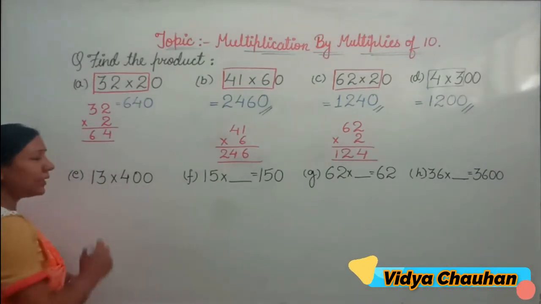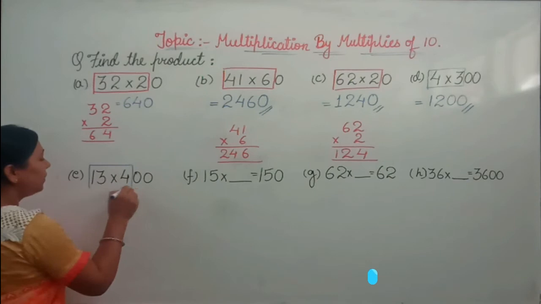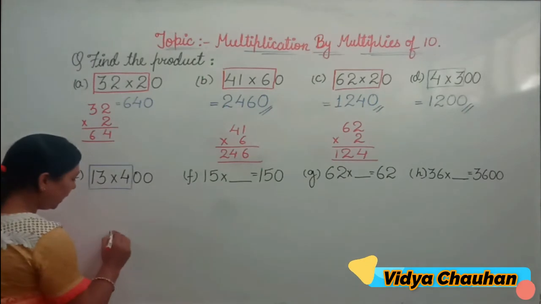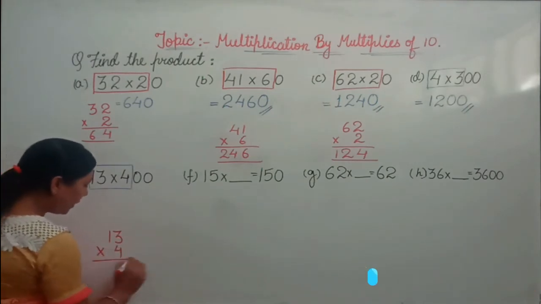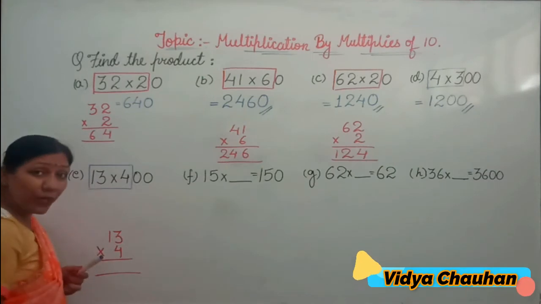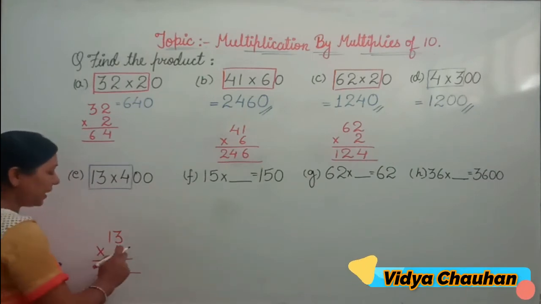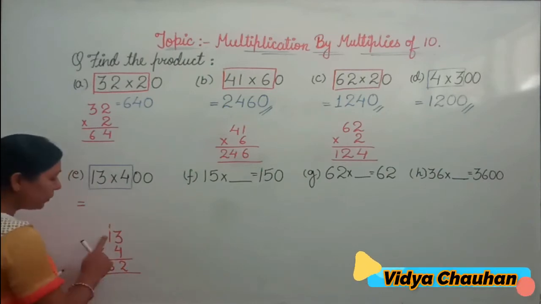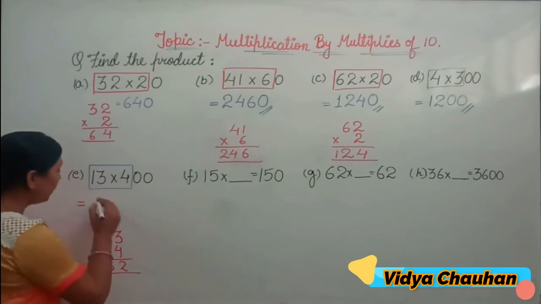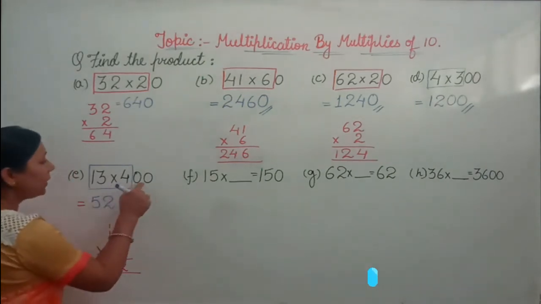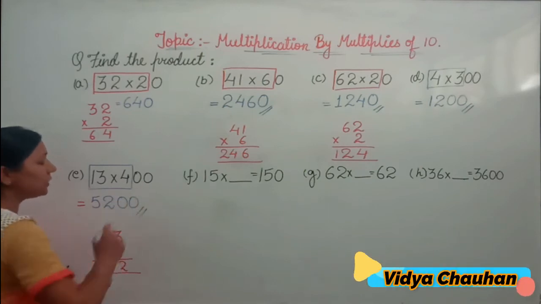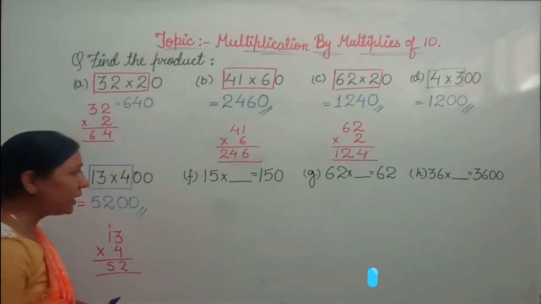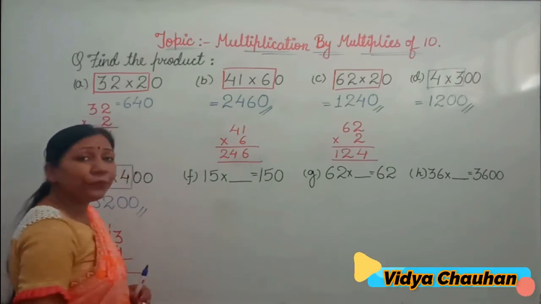13 into 400. Now we have to multiply 13 with 4. So let us multiply 13 with 4 here. If you know the table of 13, it is very good. If you don't know, then you can multiply. 4 threes are 12, carry 1. 4 ones are 4 plus 1 is 5. So it is 52. I'll write 52 here, and along with this we have to put these two zeros. So your final answer is 5200. Clear, children?